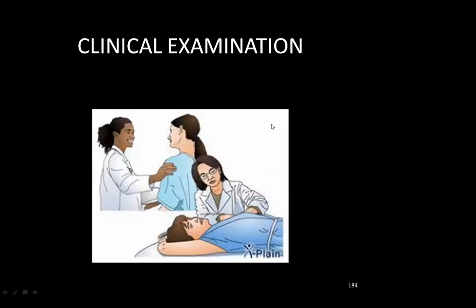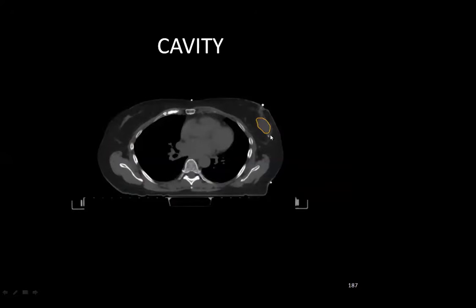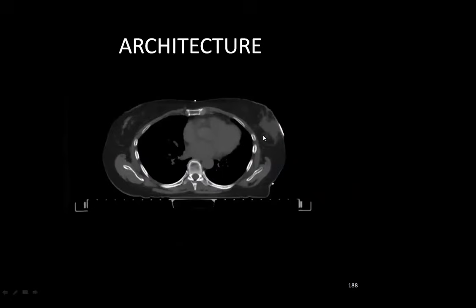If you do a proper clinical examination before the start of the surgery, you can make a picture in your book. Most of the times we should encourage our surgeons to put clips. You can find these clips around the breast, in that cavity area. If you are not finding them, you contour the cavity. And if nothing is there, you can see the architectural abnormality and contour that.